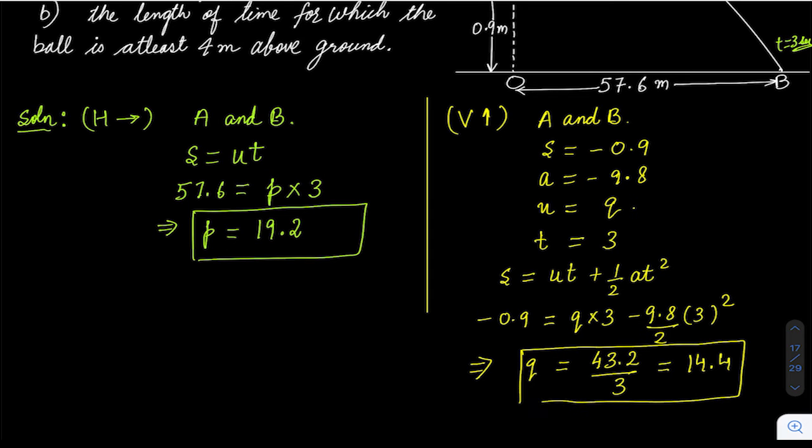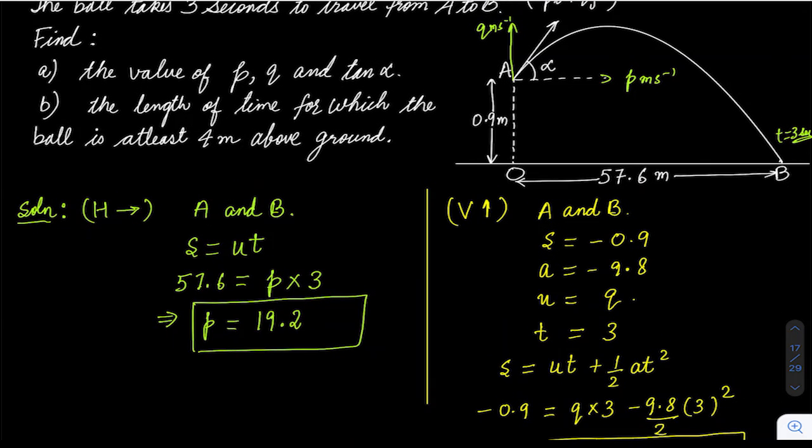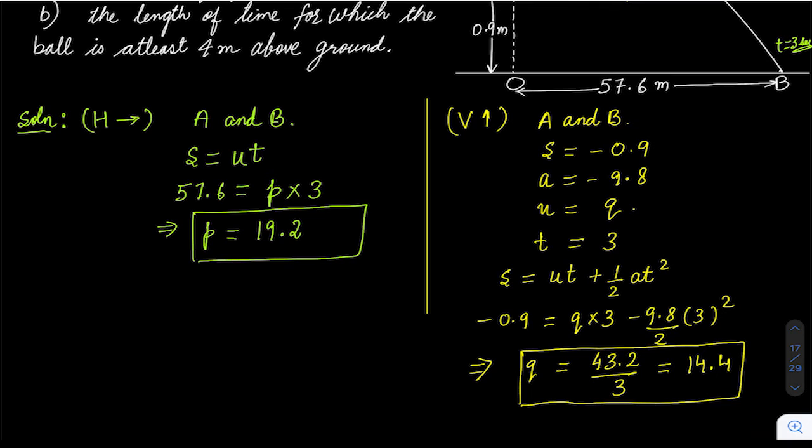Okay, very good. So now I have the values of p and q. So basically I have the initial velocities in the x direction and y direction. Now, what's the value of tan alpha? We need to find this alpha. Horizontal velocity is nothing but u cos alpha, and vertical velocity is nothing but u sine alpha. So tan alpha is nothing but q divided by p.